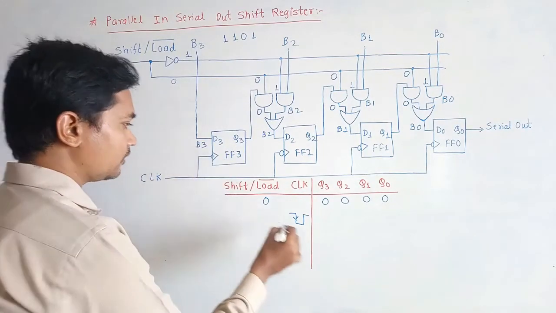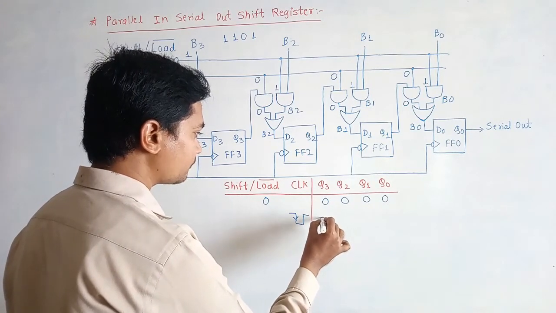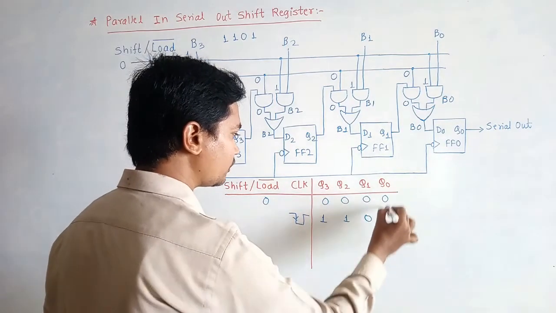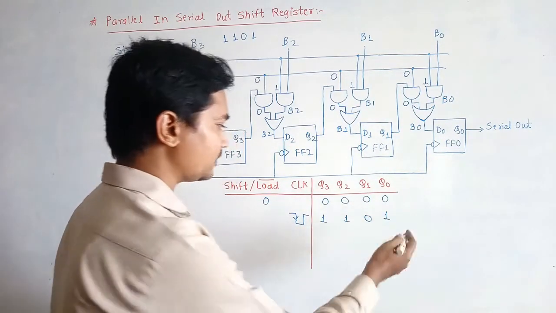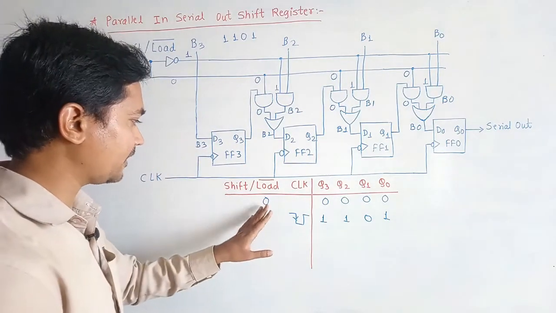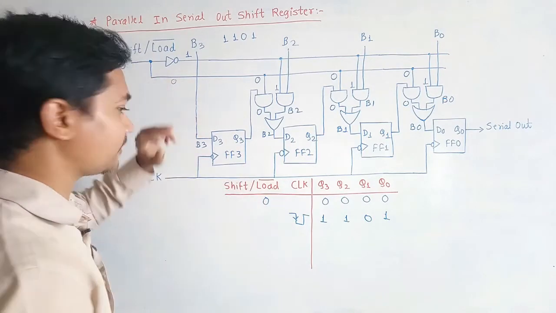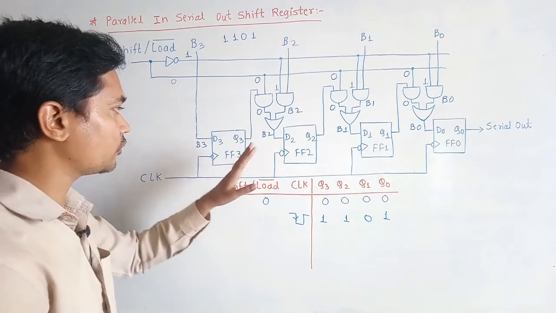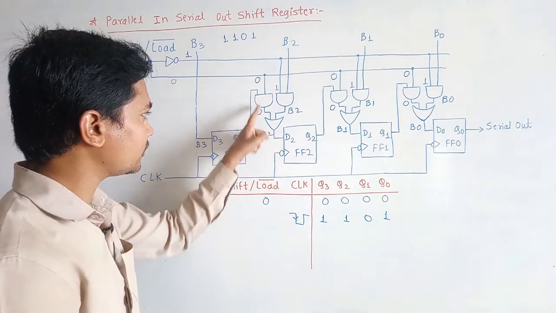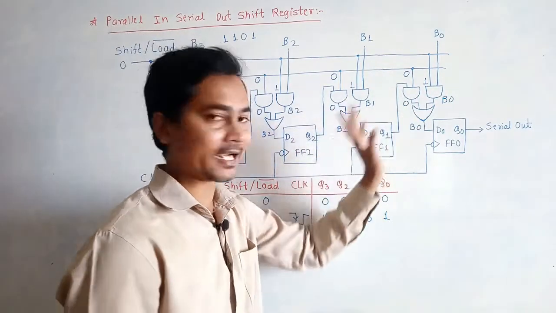So due to this clock signal, Q3 will be 1, Q2 will be 1, Q1 will be 0 and Q0 will be 1. I have taken just one example, a 4-bit value. Now after applying the first clock, we have to remove this load bar signal, because we want to shift this Q3 to D2. So that's why this AND gate should be activated. The first AND gate of each group should be activated.